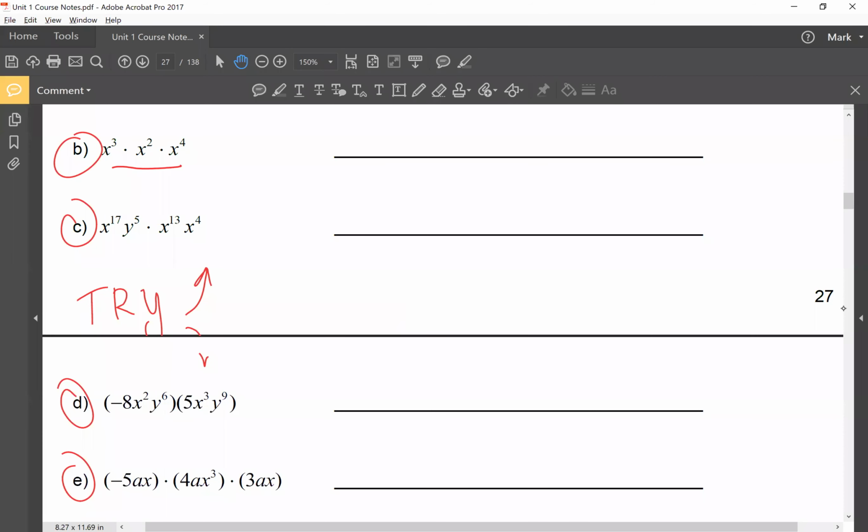So, okay, this is pretty easy, right? I have X, and I have 3, 2, and 4 of them. So 3 plus 2 plus 4. This is a nice, easy one. That's supposed to be a happy face. Doesn't look like it. Looks like he's crying. This is X to the 10, right? 3 plus 2 is 6, plus 4 is 10.